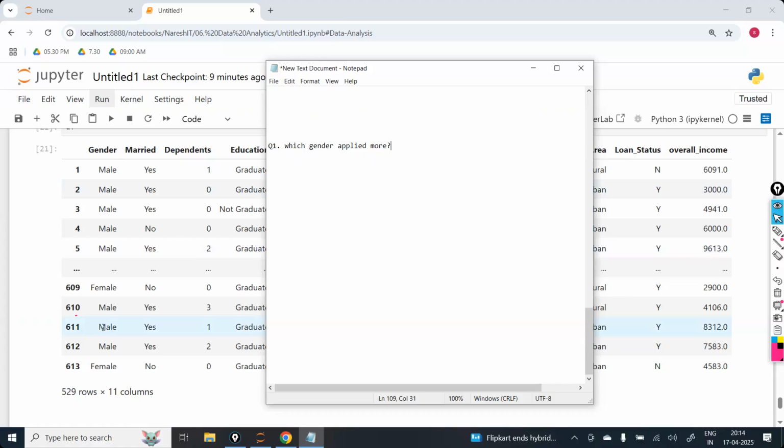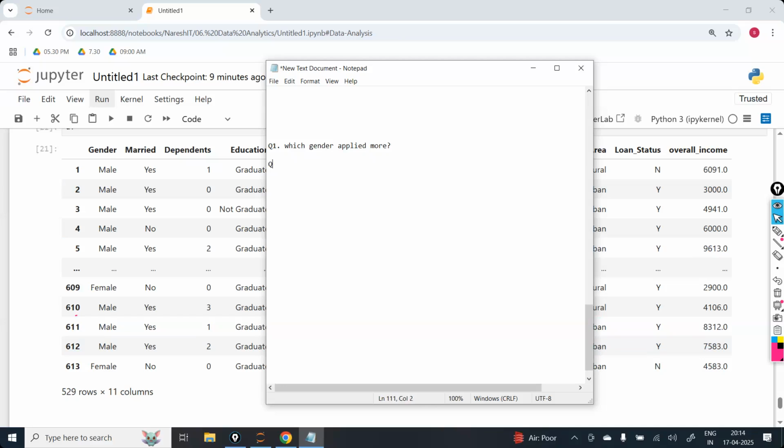Question number one is which gender has applied more? That is question number one. What genders are available? In this particular bank, what genders are there, or which gender of people has applied more? First question was completed. Okay.